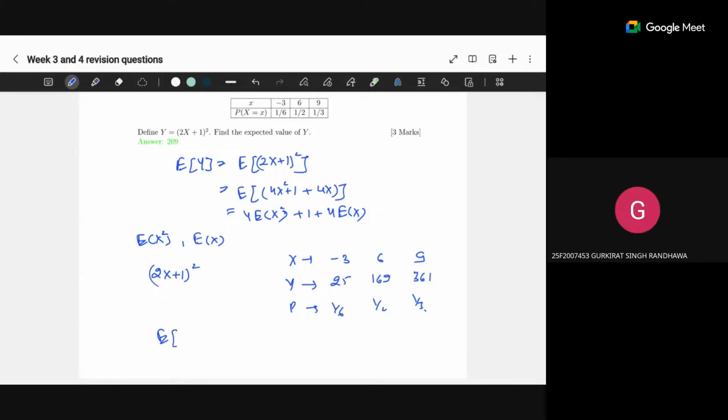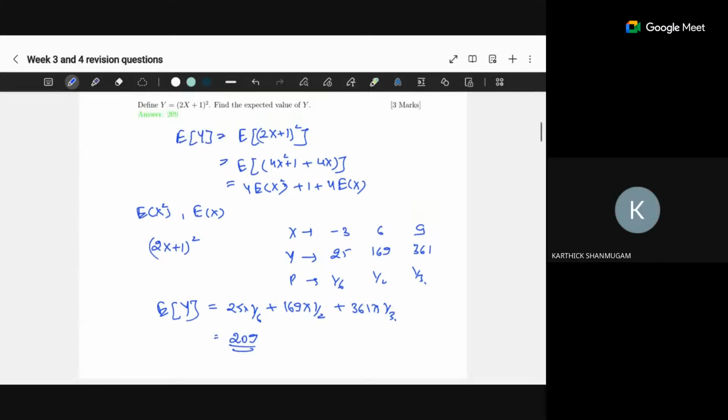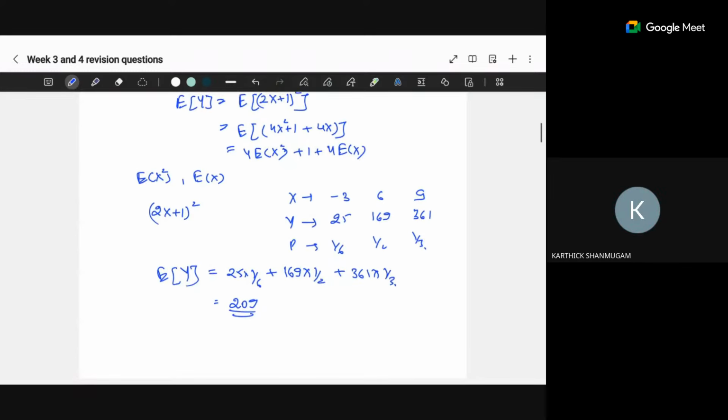Now we can calculate the expectation of y. It is 25 into 1 by 6 plus 169 into 1 by 2 plus 361 into 1 by 3, correct? So if you solve this, you should get 209. Is this question clear? It's a little decimal, right, ma'am? I'm also getting 209.000 and something.